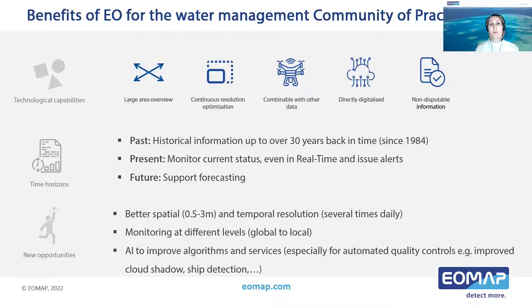We will go to better and better spatial and also temporal resolutions, up to half a meter and several times daily for certain water quality parameters. We're monitoring at different levels, global to local, and we increasingly use artificial intelligence to improve our algorithms and services, especially for automated quality controls, for example, filtering out cloud shadows or ship detections.